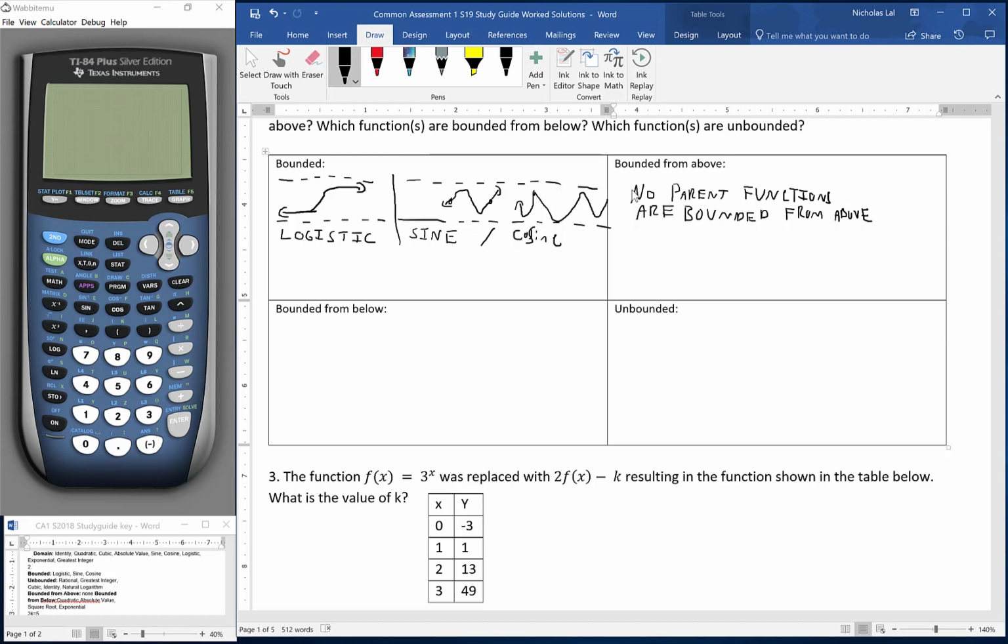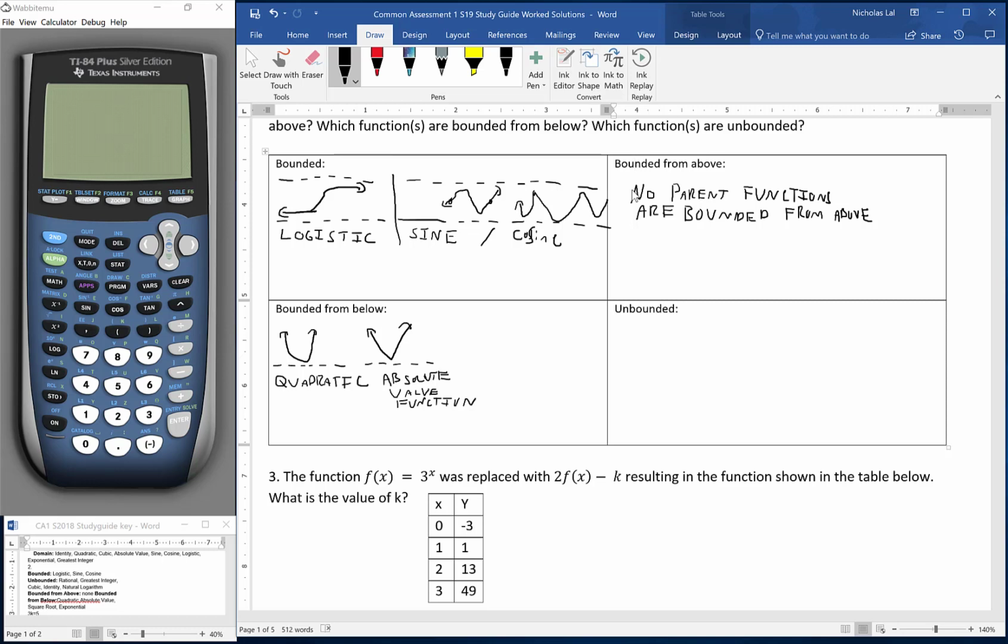Bounded from below are the quadratic and absolute value functions. The quadratic function has a minimum at the vertex, so it is bounded from below. And the absolute value function is also bounded from below.